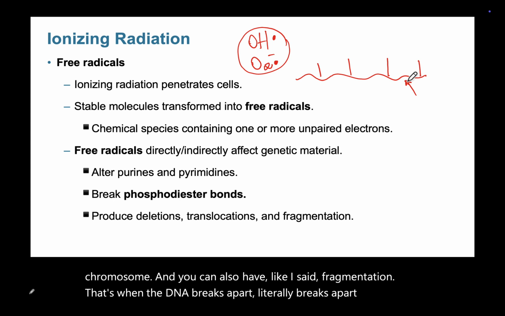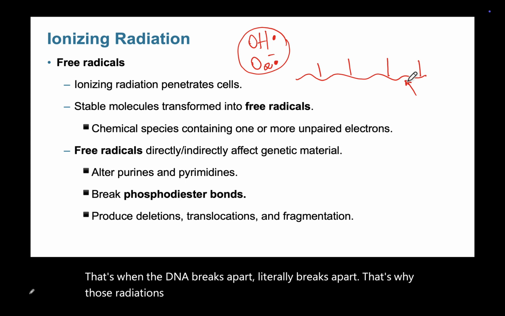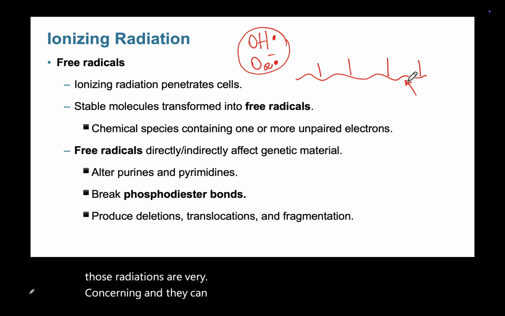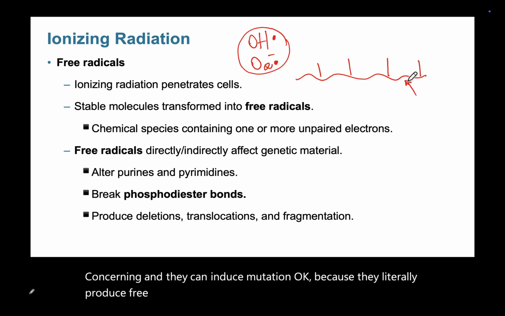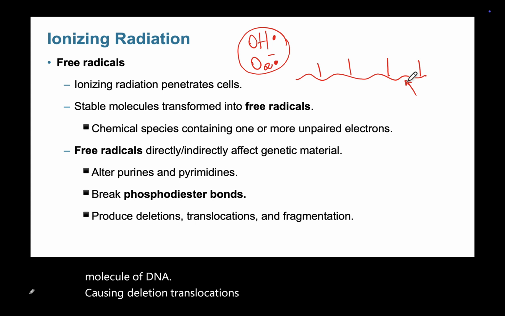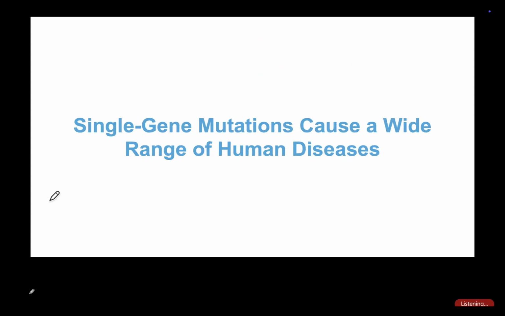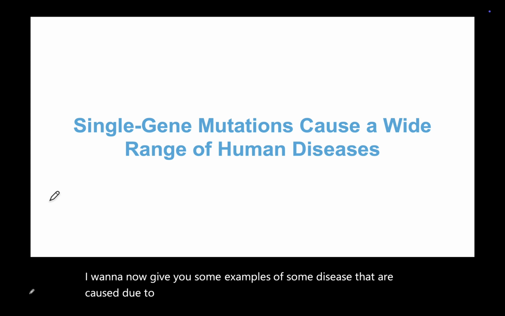That's why those radiations are very concerning, and they can induce mutation, okay? Because they literally produce free radicals, and those free radicals can interact with the molecule of DNA, causing deletion, translocations, or fragmentation. I want to now give you some examples of some diseases that are caused due to mutations to the DNA.